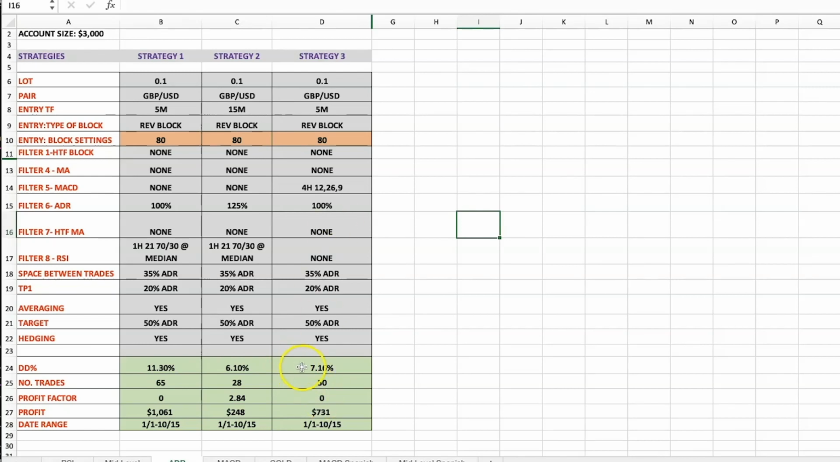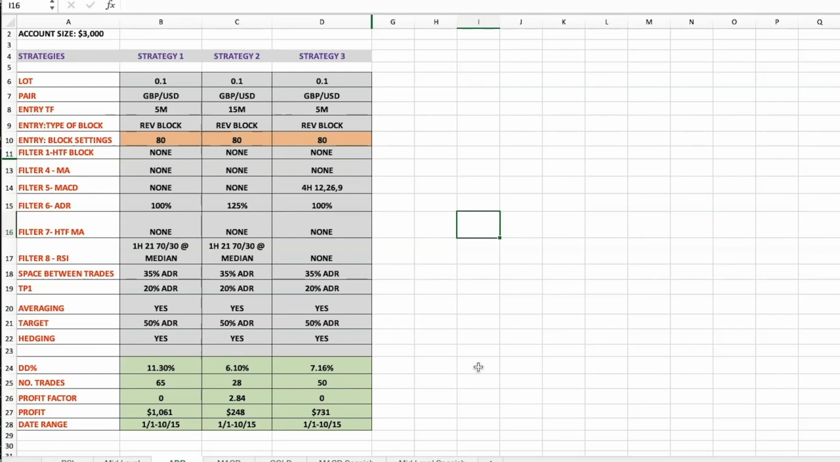And in here, our drawdown was 7%, and we got 50 entries, just 15 entries less than the first example, and we got $700 in that, and the profit factor was 0 again because it didn't have any losing trade. Okay, so this is not bad. This is something that you can take a look at.